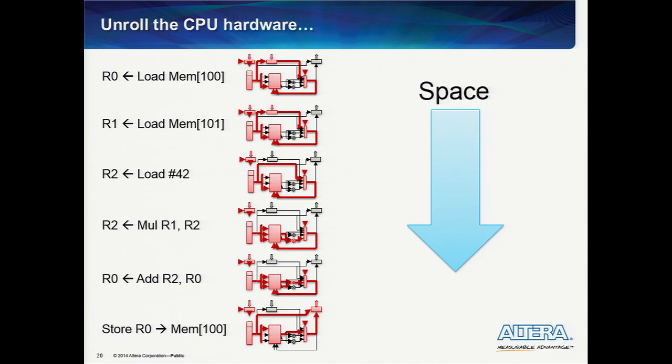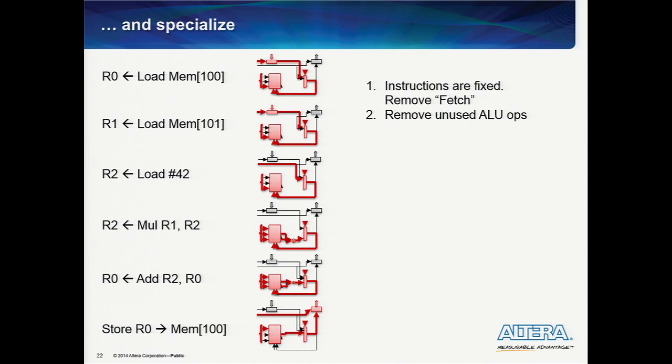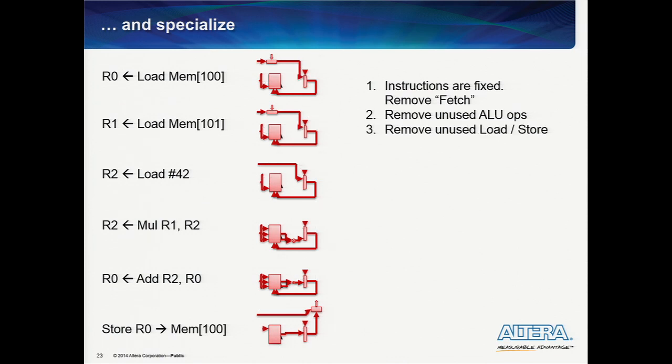In an FPGA, we'll actually perform spatial unrolling. And as soon as you start spatial unrolling, you can really start to specialize your hardware. Because we know what instruction is going to be executed in every cycle, we can just get rid of the fetch and the decode units altogether. It's unnecessary hardware. We can also see that there's a lot of grayed out logic in this picture, and that's all hardware that's not active in a cycle. We don't need it. So we're going to remove the unused ALU stuff, and we're going to remove the unused load store units.